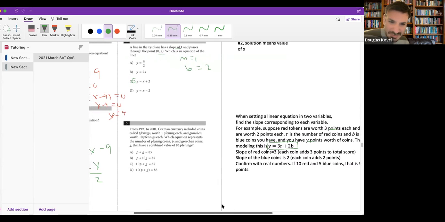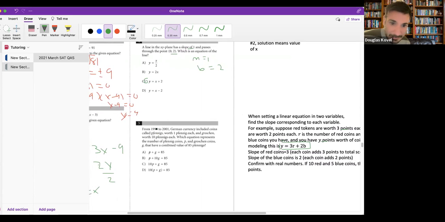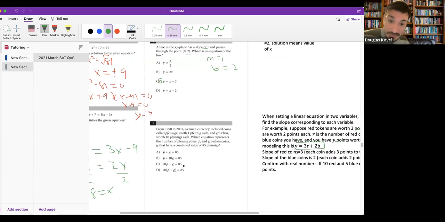It just has one twist that has to do with the language of it, which makes it a little bit weird. But for the most part, it's the same exact type of question. So if you remember what we did here, you'll be able to get 5 right. From 1990 to 2001, German currency included coins called Pfennigs, worth 1 Pfennig each, and Groschen, worth 10 Pfennigs each.